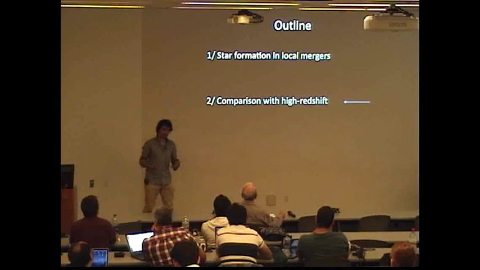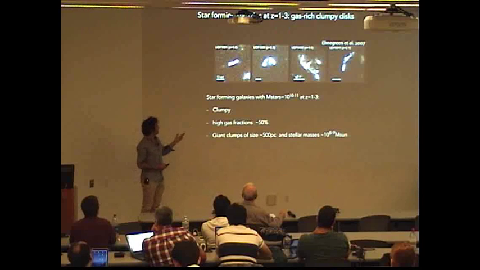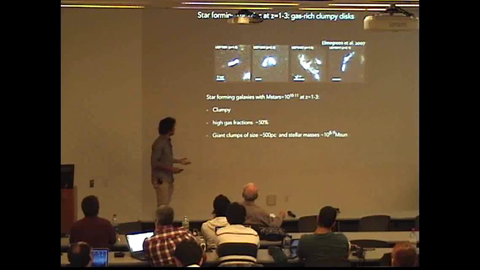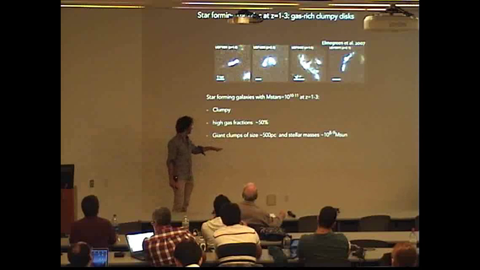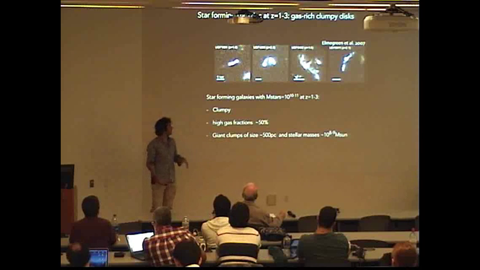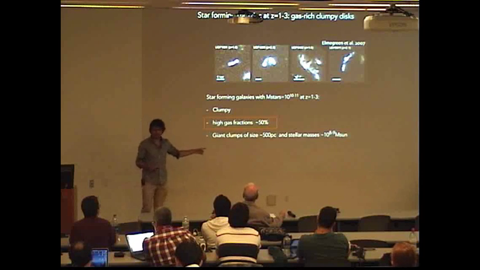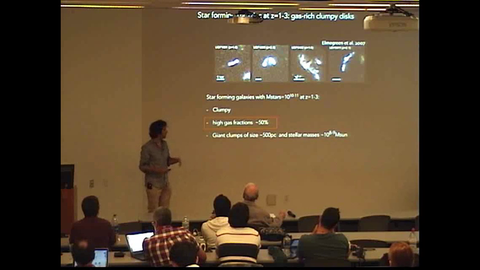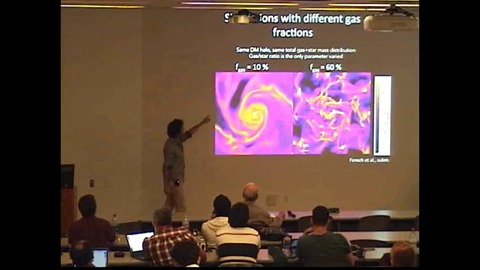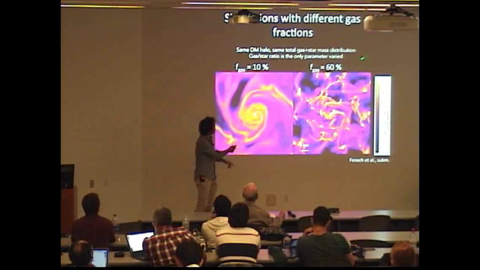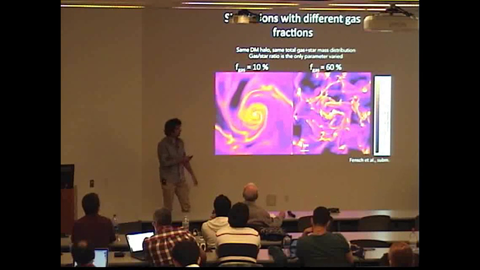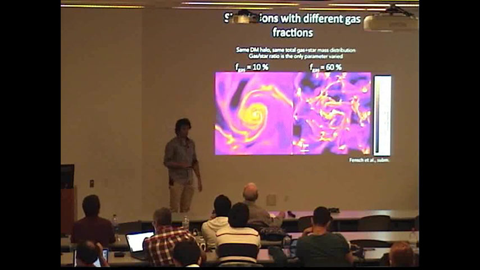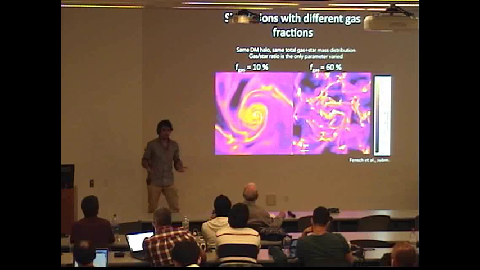What's the difference between local galaxies and high redshift galaxies? Here you have very irregular galaxies. They show a lot of clumps. They have a very high gas fraction, around 50%, and they show giant clumps. Here, what we're going to be interested in is this gas fraction. So we're going to make simulations of galaxies by only changing the gas fraction. We keep the same dark matter halo, the same total mass, the same distribution. We only change the gas to star ratio. So here you have a galaxy with a gas fraction of only 10%, which is what we see in local galaxies.